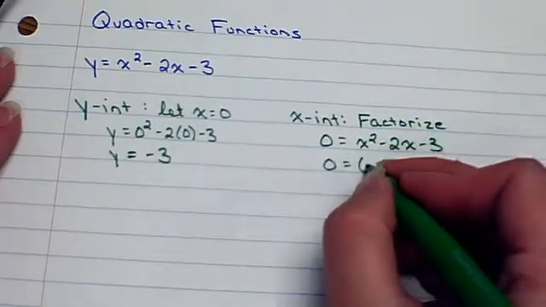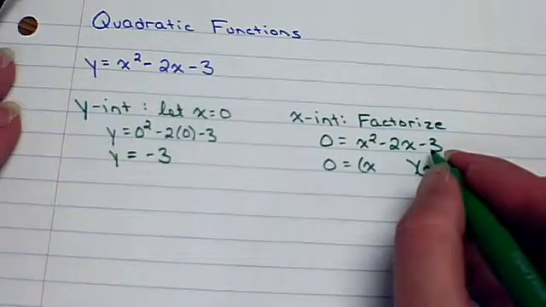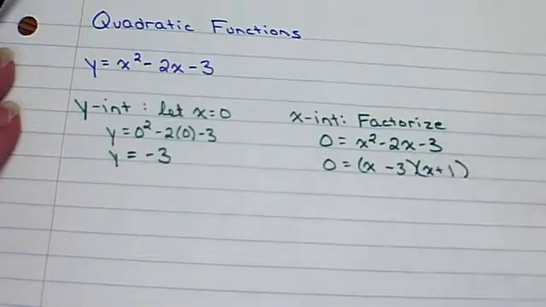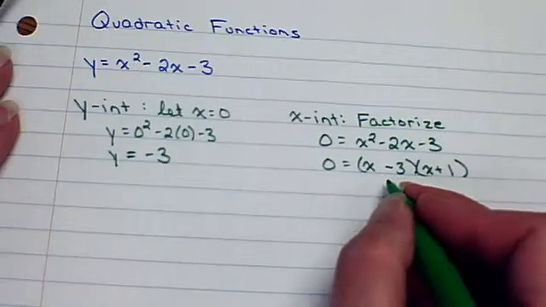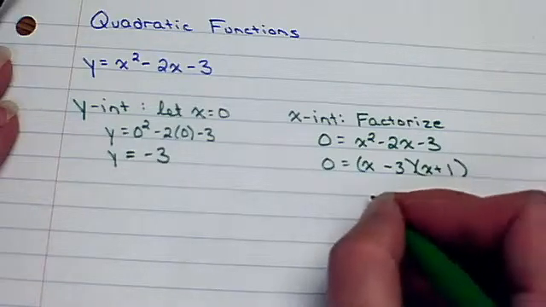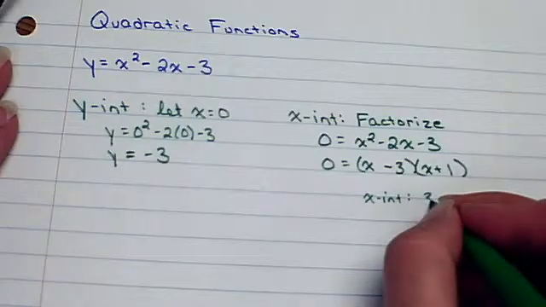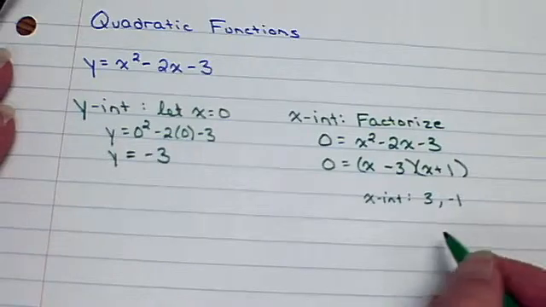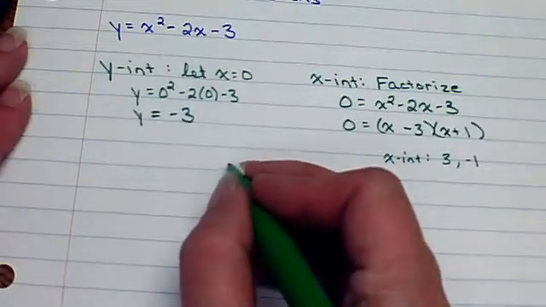Now remember, when you factor, x times x gives me x squared. What multiplies to be negative 3 and adds to be negative 2? Well, that's negative 3 and a positive 1. Now, for those of you who remember, you're going to set each of these equal to 0 and solve. Or it's really easy. You're going to have an x-intercept at 3 and negative 1. The x-intercepts will be 3 and negative 1, because for x minus 3 to equal 0, it's going to be 3 and negative 1. Now I'm ready to start graphing this.